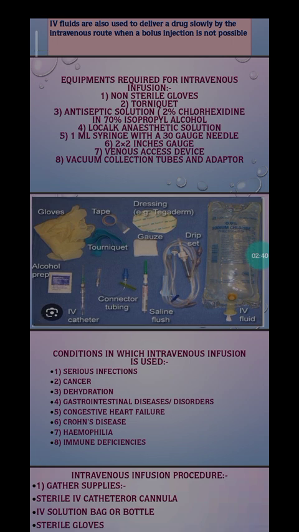Here is a picture showing the various equipment required for intravenous infusion, like gloves, tape, dressing, for example Tegaderm, then IV fluid bag, drip set, gauze, tourniquet, alcohol preparation, IV catheter, connector tubing, saline flush.